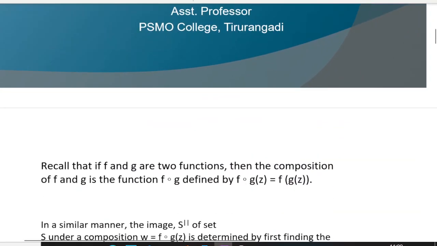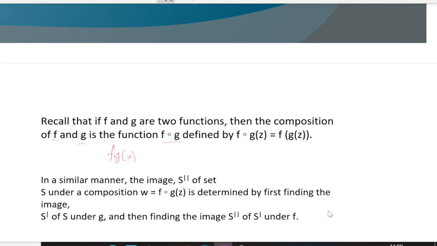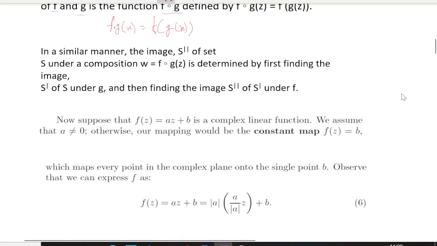Before starting, let us see the definition of composition. Recall that if f and g are two functions, then the composition of f and g is the function we represent as f composition g, defined as (f∘g)(x) = f(g(x)). Here, instead of x we have a complex number, so we represent it as z.